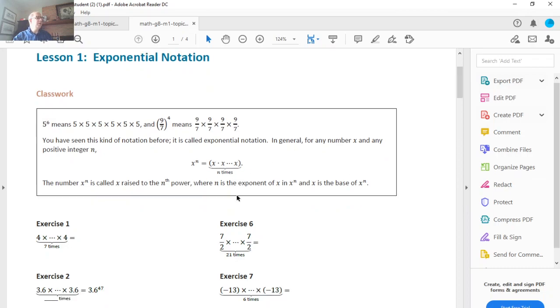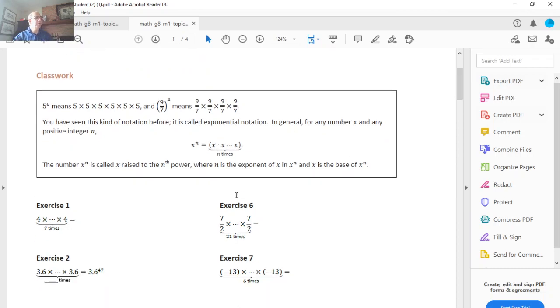You have seen this kind of notation before. It's called exponential notation. In general, for any number x and any positive integer n, x to the power of n equals x times x times x times x, n times. The number x to the power of n is called x raised to the nth power, where n is the exponent of x in x to the n, and x is the base of x to the n. X is your base, n is your power.